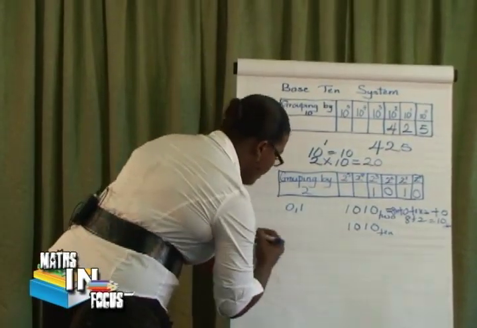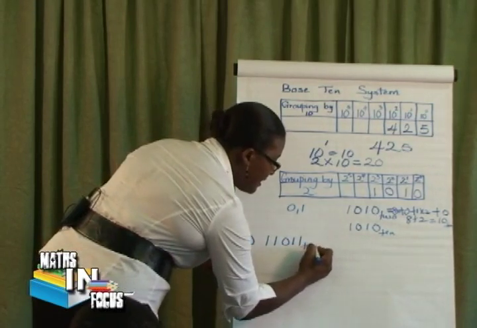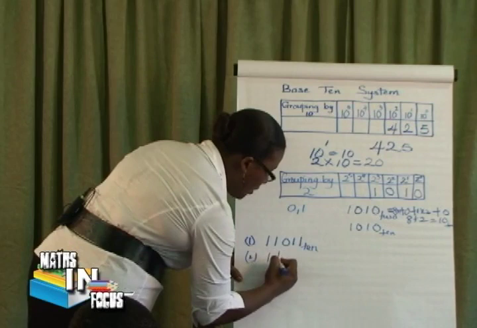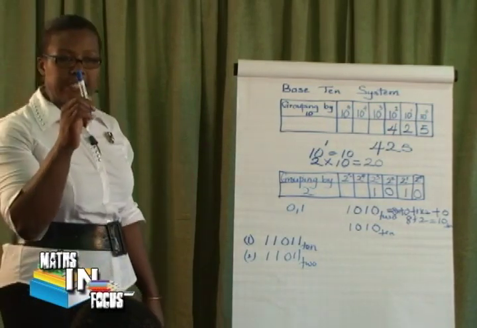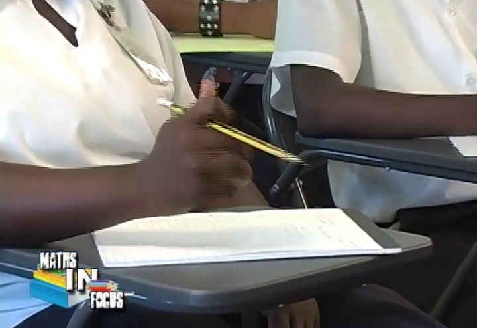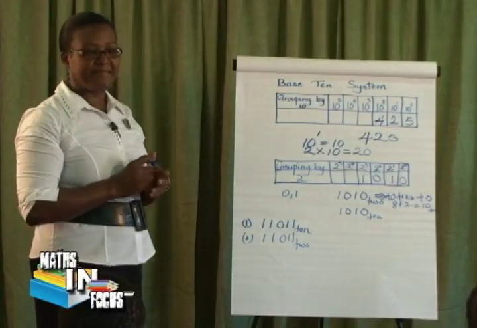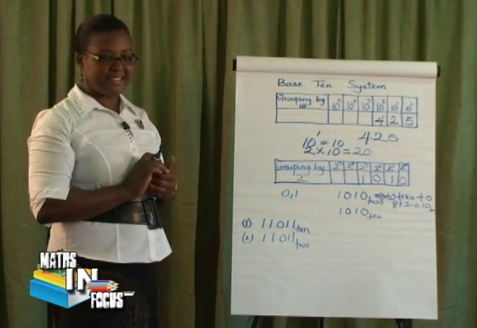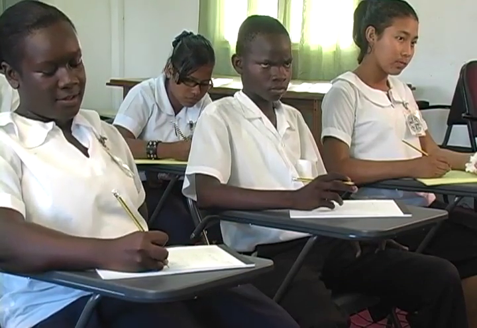So if I have, first example, 11011 in base 10, and I have 11011 in base 2, I would like you to determine which of the two is greater. Examine them. Do we have an answer? Yes, Quincy, you were saying? 11,011 is greater than 11011.